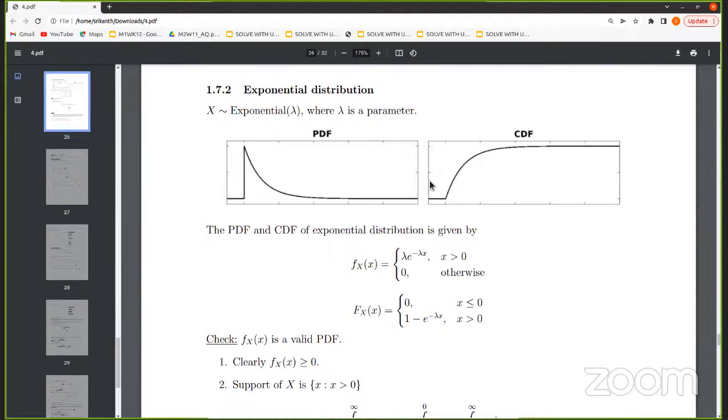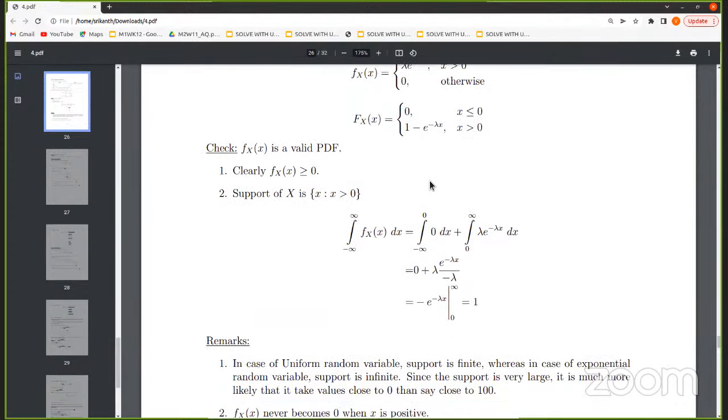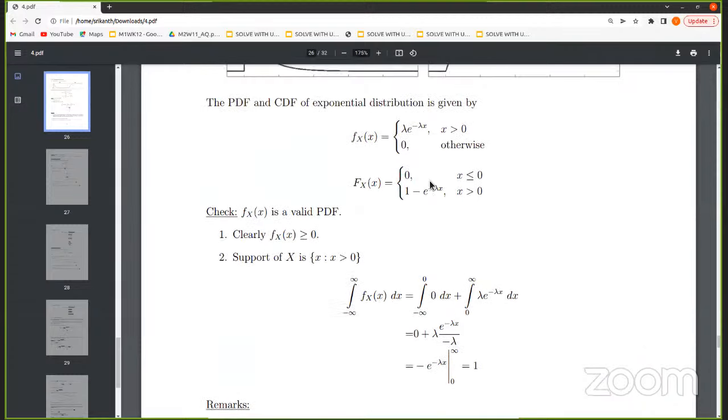Okay, the PDF, and if you integrate the PDF, you will get the CDF, which is the below one, capital F of x. 0 if x is less than or equal to 0, and 1 minus e to the power minus lambda x when x is greater than 0. Yeah, these are pretty elementary proofs. You just have to check the integral from minus infinity to infinity, or rather within the given support of x, the integration should be equal to 1.